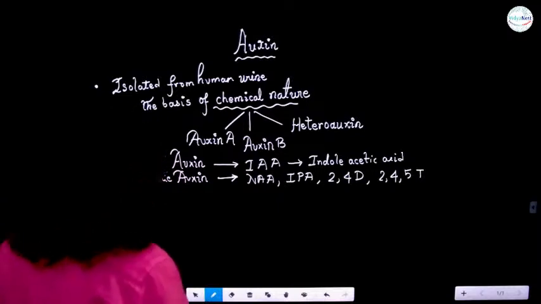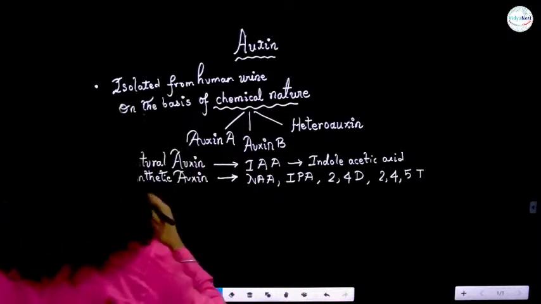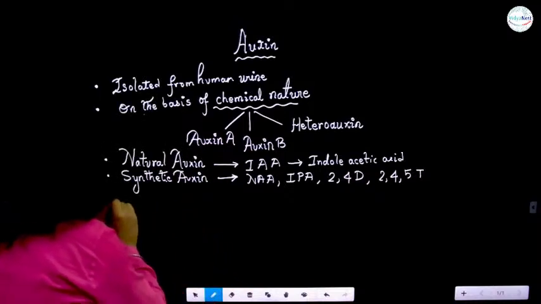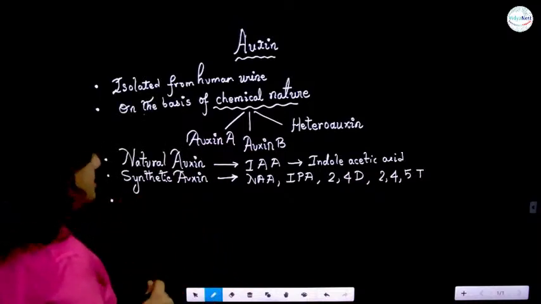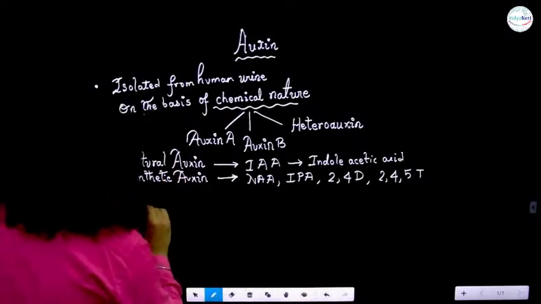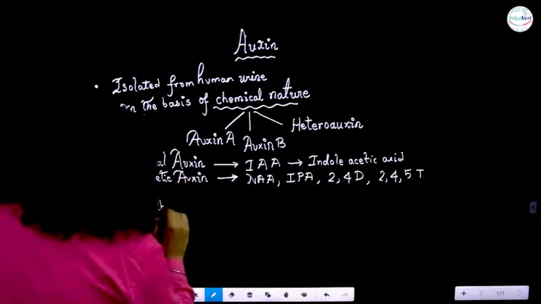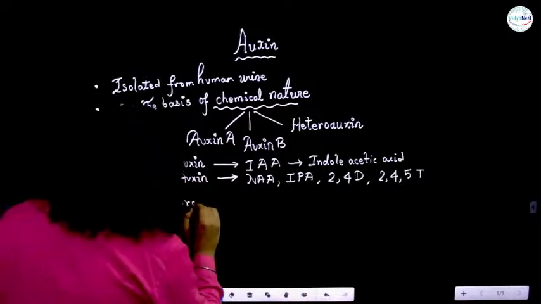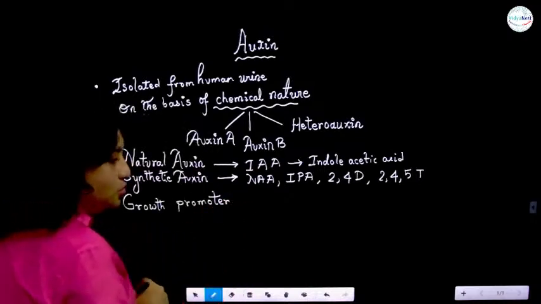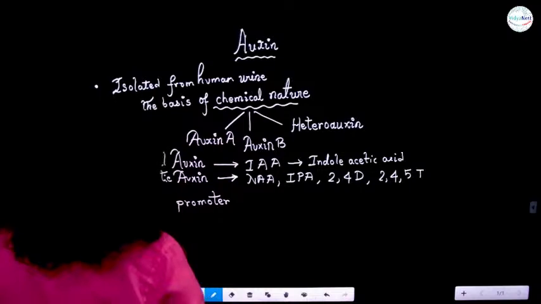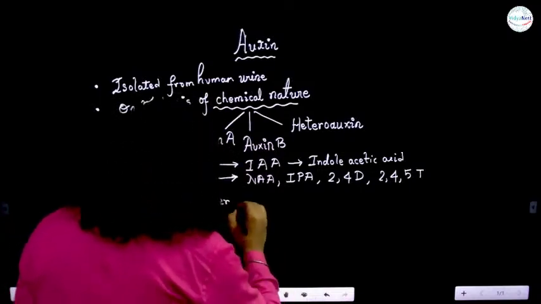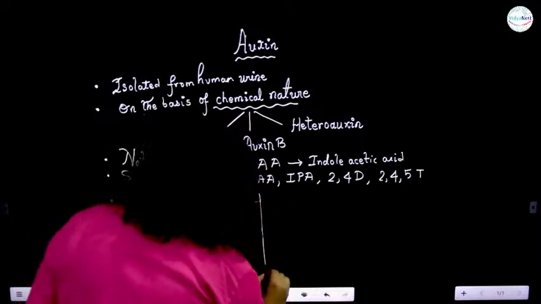Okay, sir. So if we talk about the different types of auxin, then along with that, we can say that this auxin is basically a growth promoting factor. It is a growth promoter. And if we look into this growth promoting factor, it has a number of functions. What are the different functions which are associated with auxin?